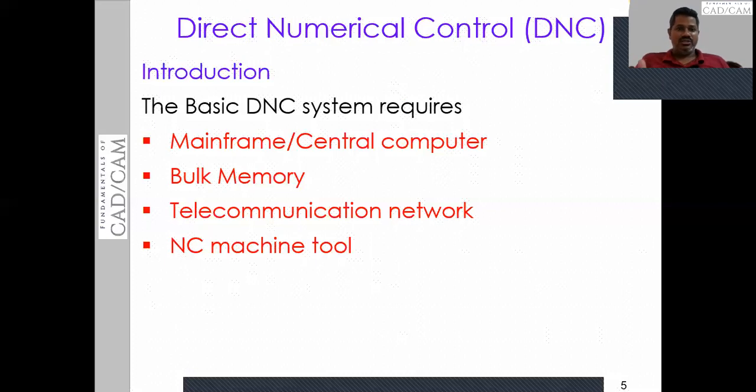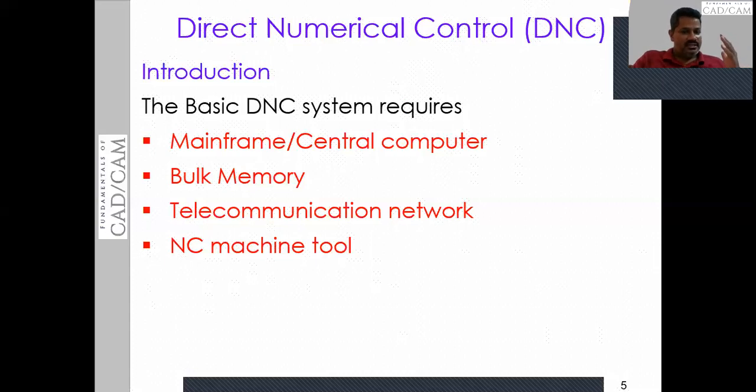I list out all these once again. It must have a mainframe or a central computer to store all the programs at one location, from which the machine tools are going to access the programs to perform the actual work.